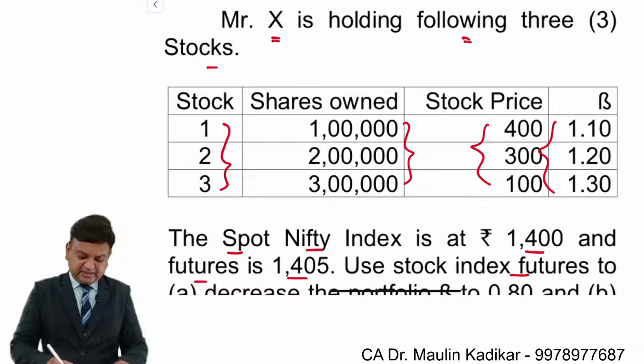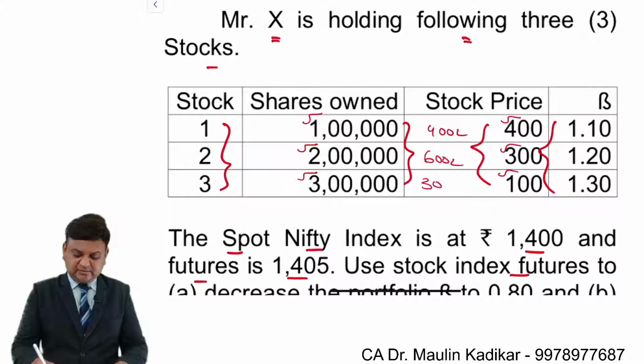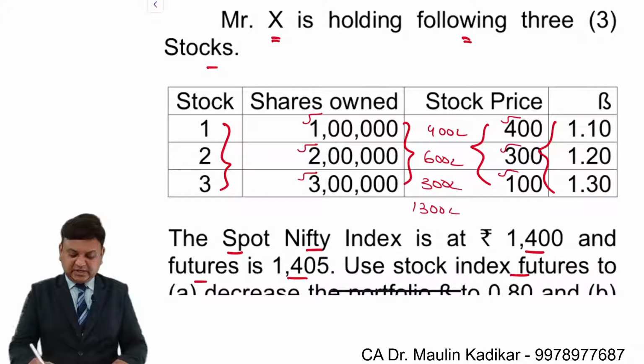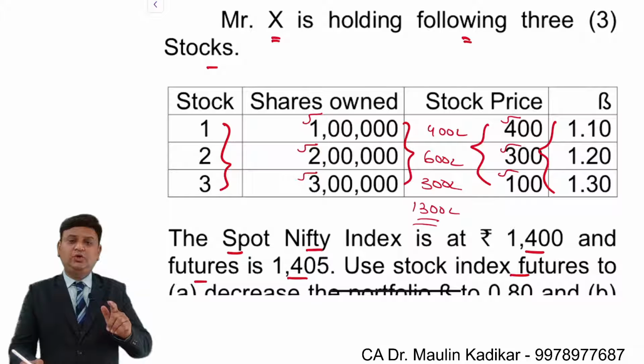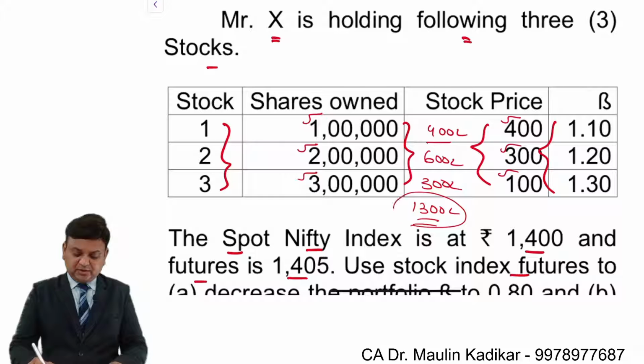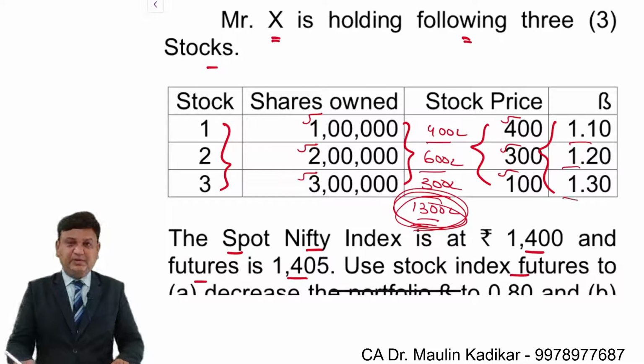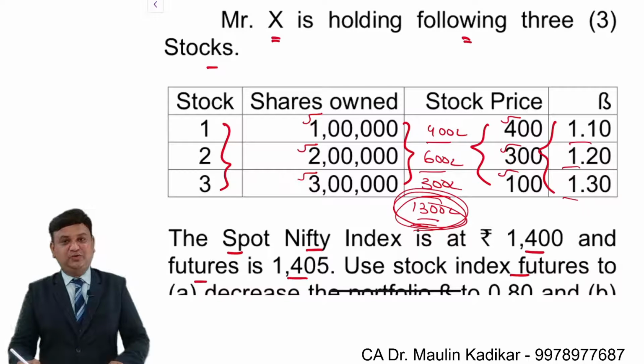We make the computation like this: 1 lakh into 400, that is 400 lakhs. 2 lakhs into 300, that comes to 600 lakhs. 3 lakh into 100, that comes to 300 lakhs. So overall the value of the portfolio is 1300 lakhs. You compute the proportion of the individual security in the portfolio: 400 upon 1300, 600 upon 1300, 300 upon 1300. That is the way the proportion is calculated. Multiplied with the respective beta, it will give the beta of the portfolio.